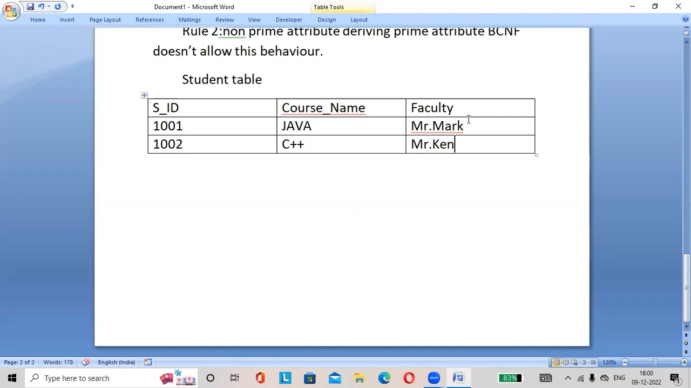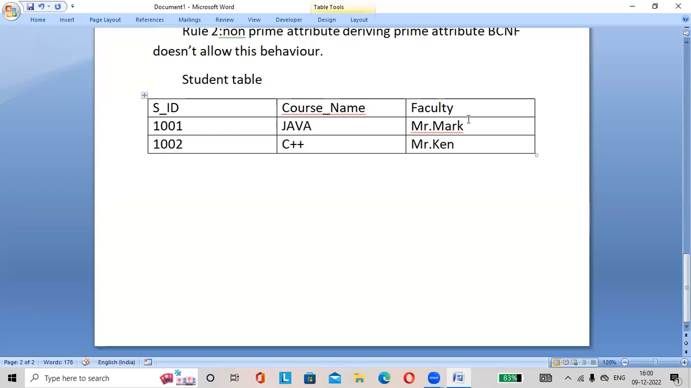Multiple students can enroll for multiple courses. One faculty can teach multiple courses. Multiple students, one-to-many. Okay, is it clear, ma'am? What is one-to-many? Then many-to-many relationship.